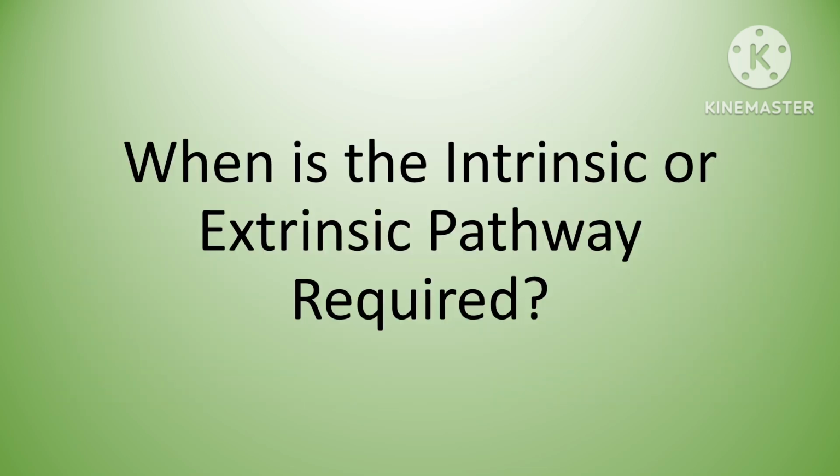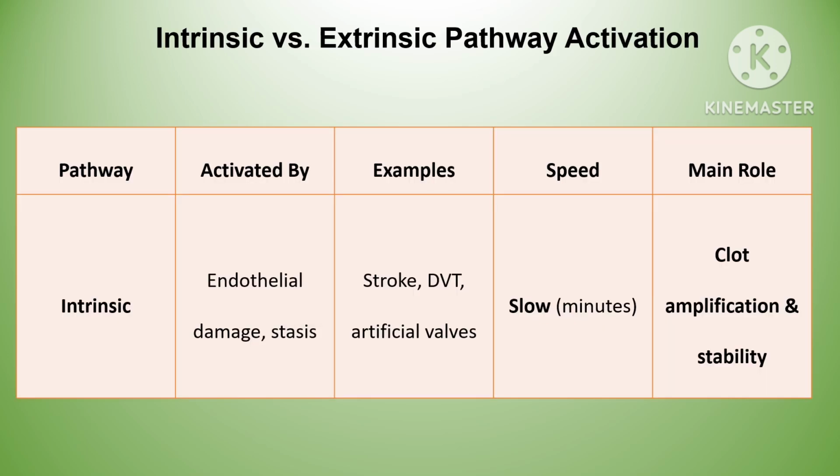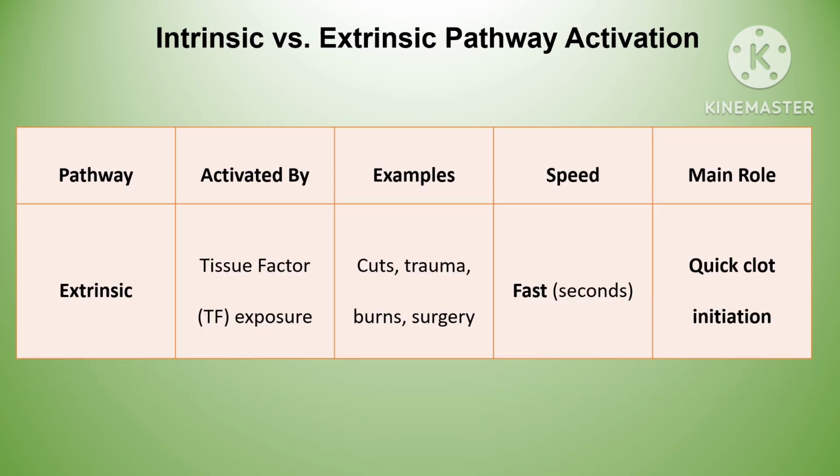So when is the intrinsic or extrinsic pathway required? The extrinsic pathway is required when external trauma damages the blood vessels and exposes tissue factor. The activation may be due to surgical wounds, trauma, or tissue injury due to burns or inflammation. It is fast in response to stop external bleeding and initiates clot formation quickly after an injury.